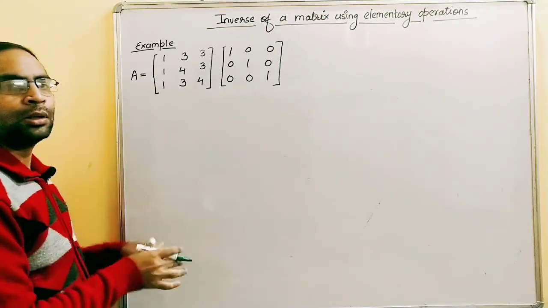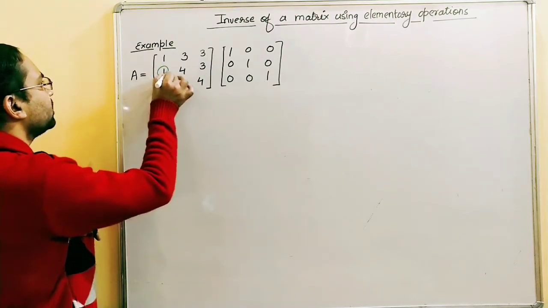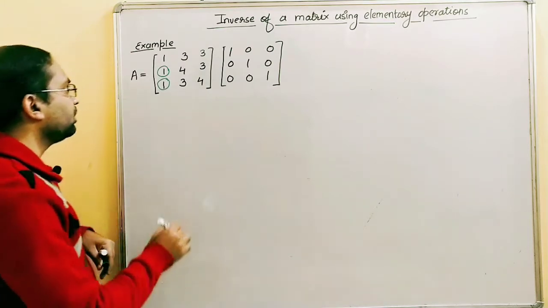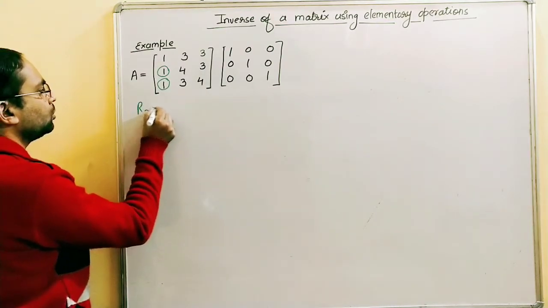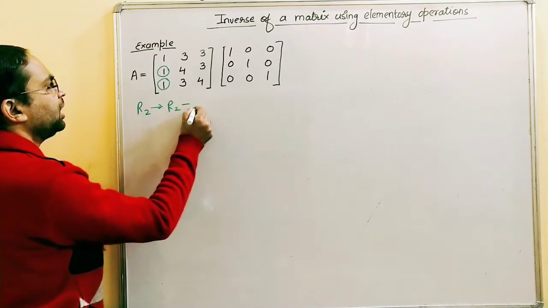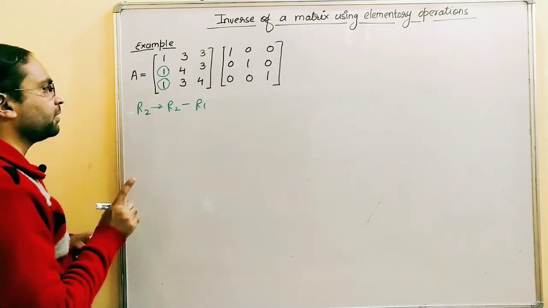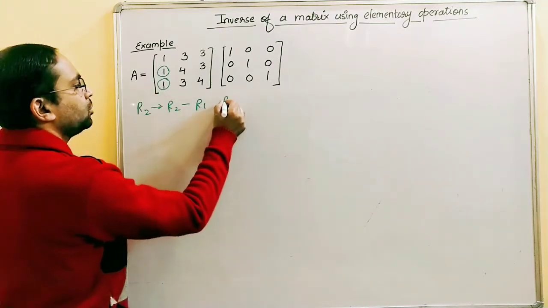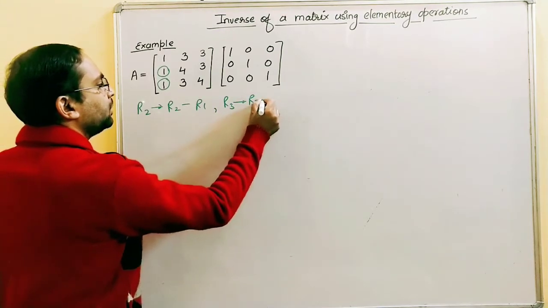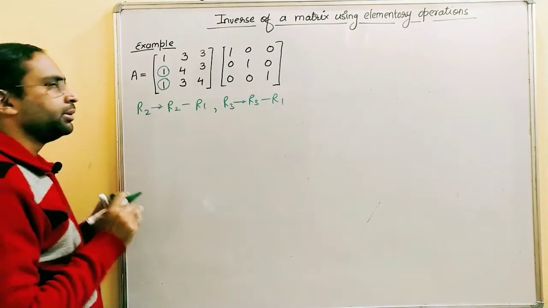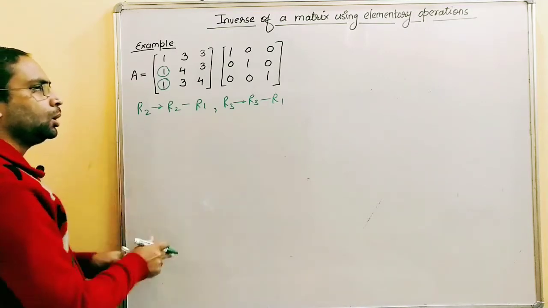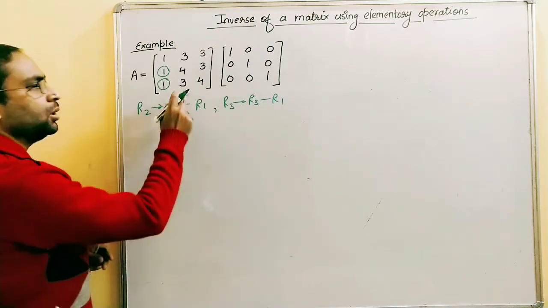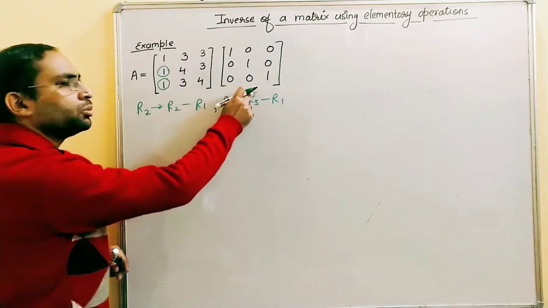To convert this into upper triangular matrix, first I'll target this element and this element, and I want to convert these elements into 0. So I will perform the operation R2 becomes R2 minus R1. This is one operation I will perform, and then for the other element to become 0, R3 will be converted by R3 minus R1. Remember, I have to perform all the operations simultaneously on both the matrices, so that this one will convert to identity and this one will convert to inverse.